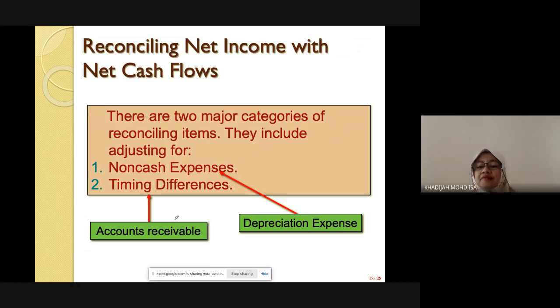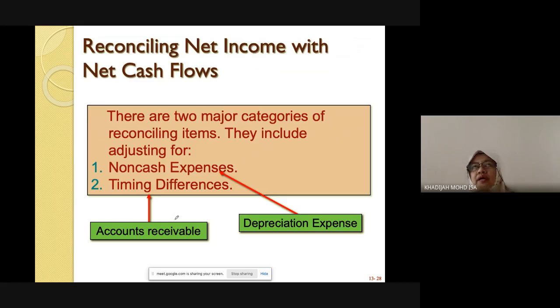For example, we have depreciation. We have a depreciation expense in your income statement, but depreciation is just an allocation of costs. You don't have to pay for your depreciation, but you show it as an expense in order to match against the depreciation of the asset, because the asset depreciates over time, so you have to match the cost of the depreciation.